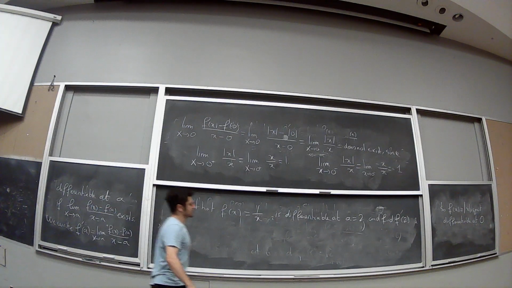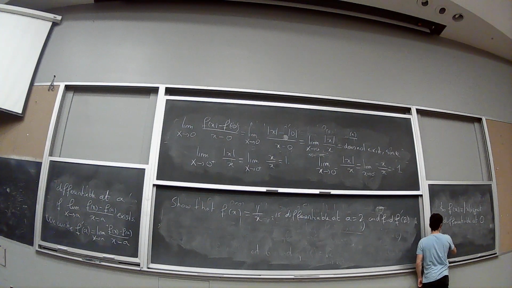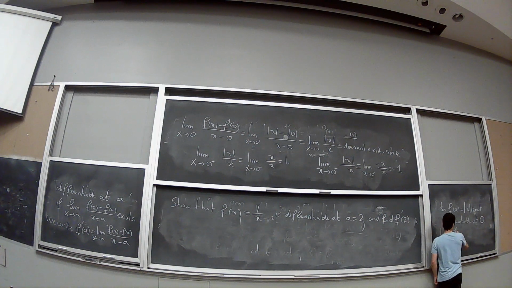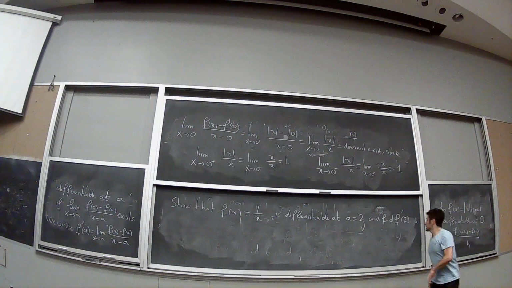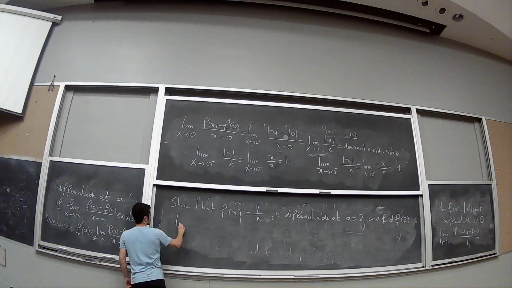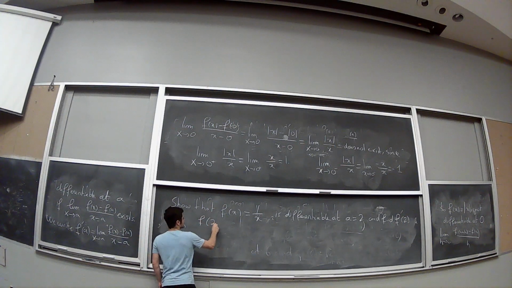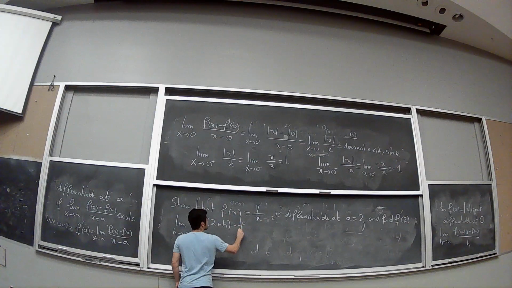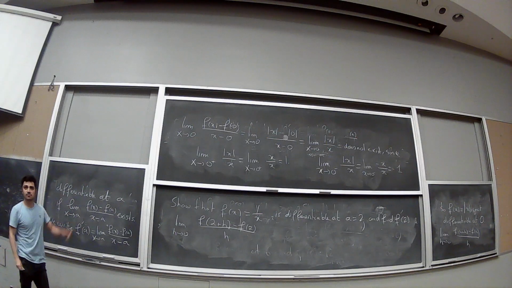Let's see. So what do I need? I need the limit as h approaches 0. Let's rewrite it here: f of a plus h minus f of a over h. Let's have a look at that. So what is this? f of 2 plus h minus f of 2 over h.